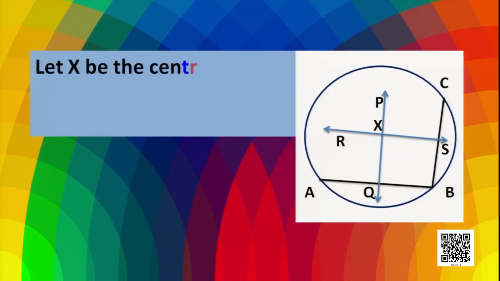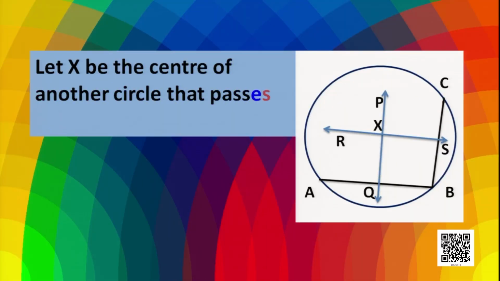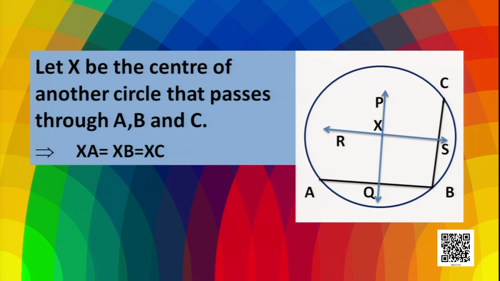If a second circle exists, then there must be a second center which is something other than O. So let X be the center of another circle that passes through A, B and C. If X is the center, then XA, XB and XC are the radii of the circle. So we can say that XA is equal to XB is equal to XC.